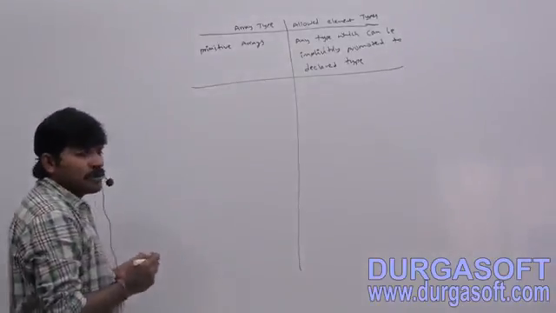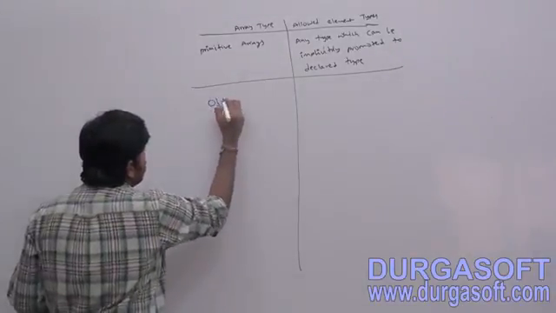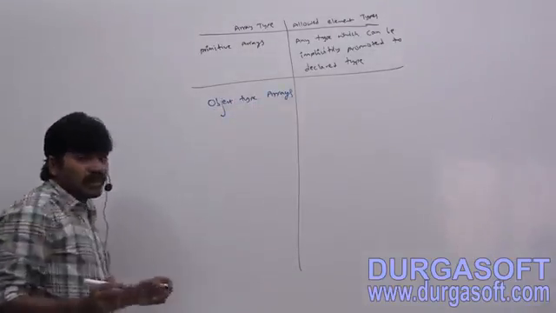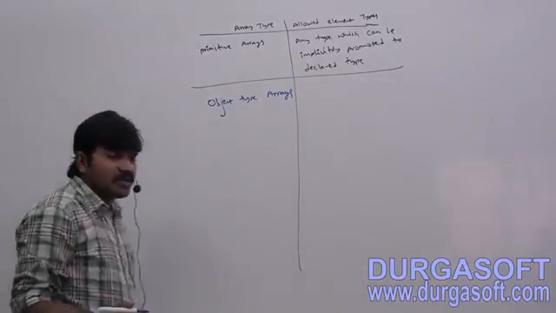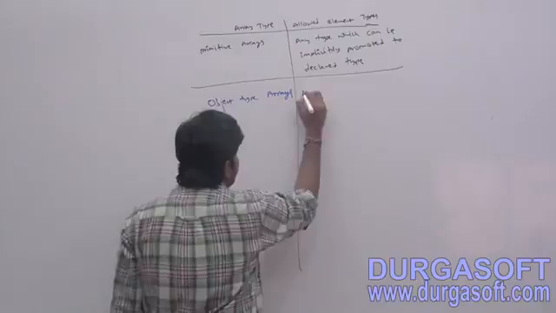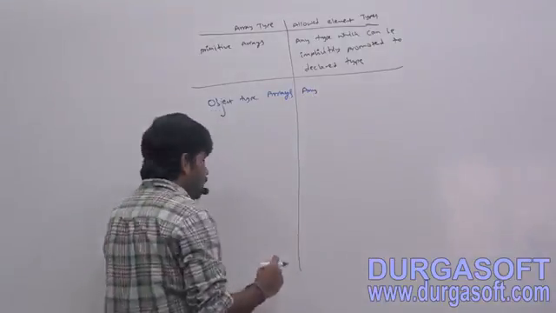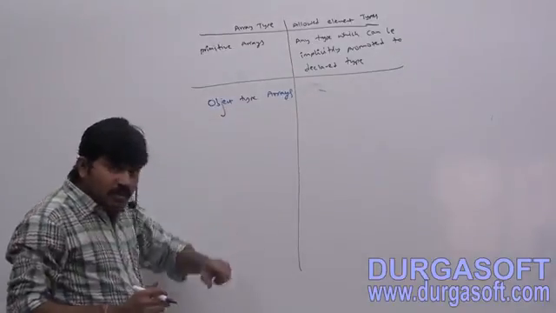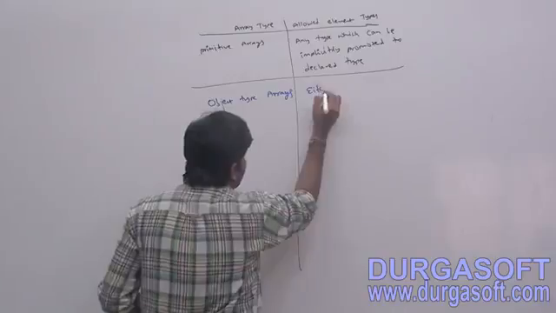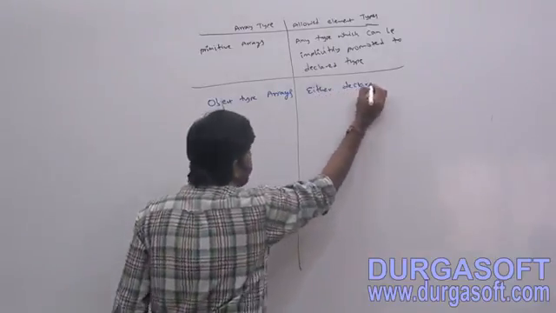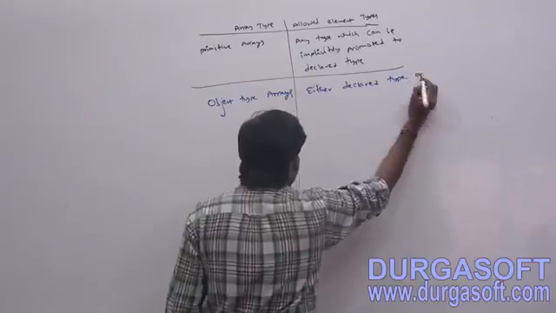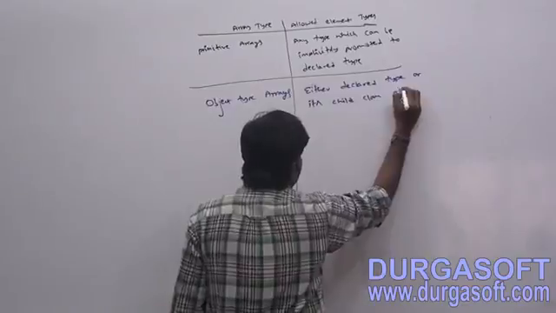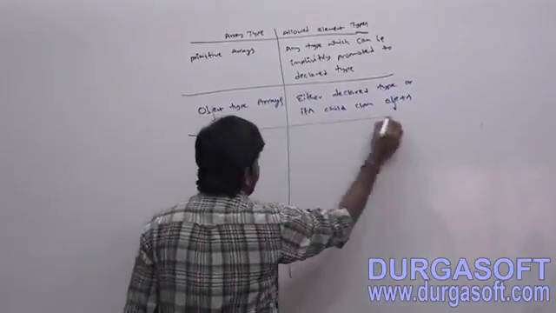Second one, if it is object type arrays, can you tell what are the allowed element types? If it is an object type array, allowed element types are either the declared type or its child class objects. Either declared type or its child class objects are allowed.